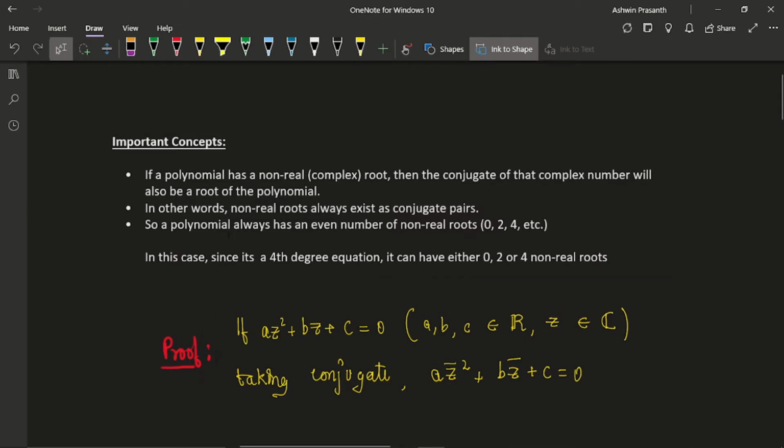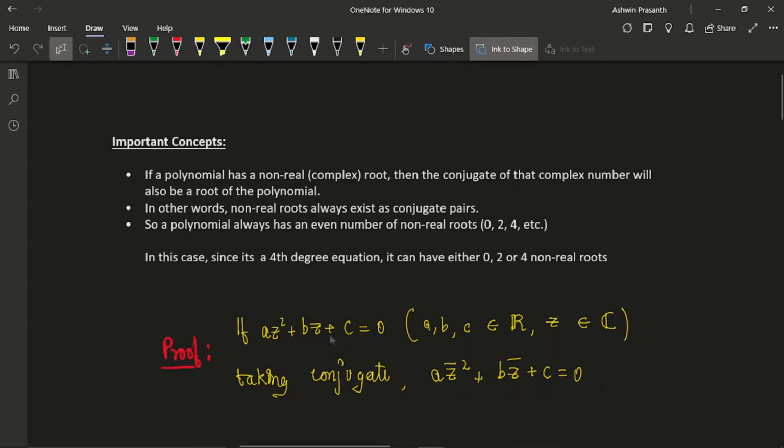Here's the proof for it. I think this is a common result that most of you will know, but still here's the proof. I'm taking a second degree equation just for convenience. If az square plus bz plus c is equal to 0, where a, b, c are real numbers and z is a complex number, if we take the conjugate of this, as you know, the conjugate of a real number is the real number itself, so it will remain the same. And for z we get z bar, so the only difference is that z is replaced by z bar.